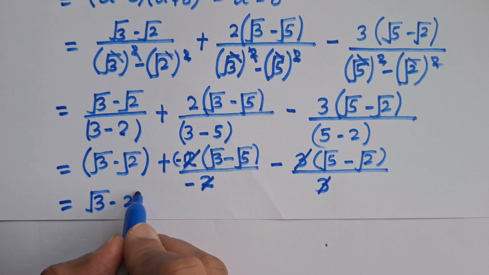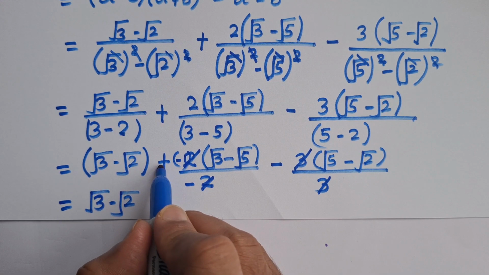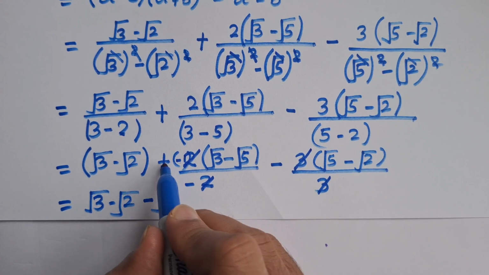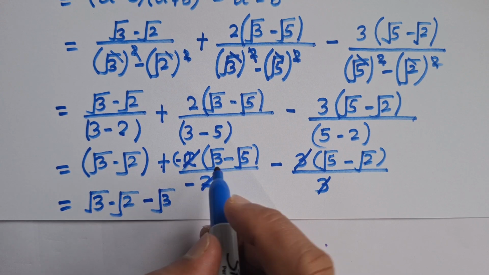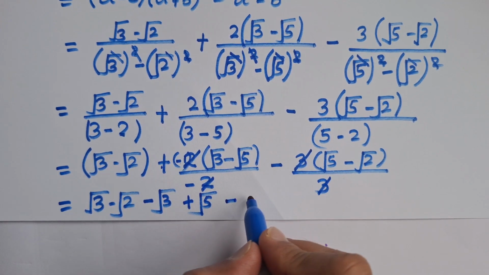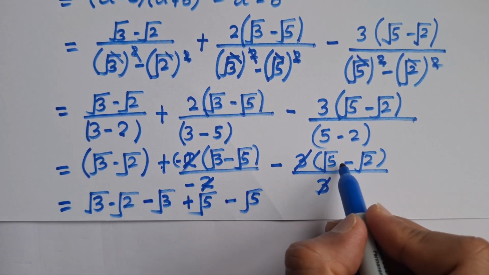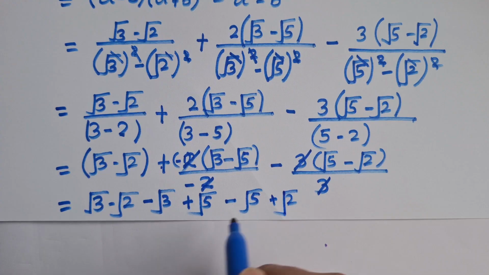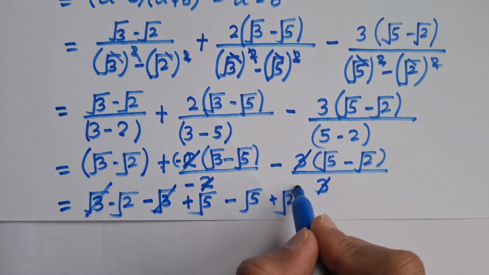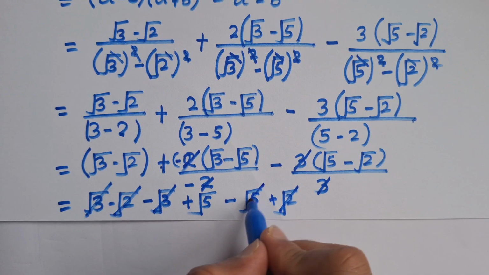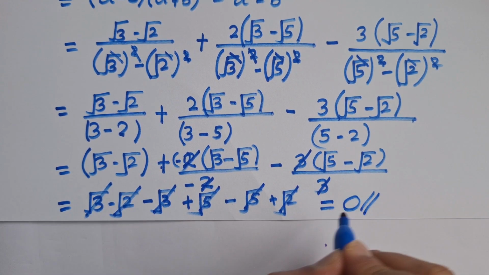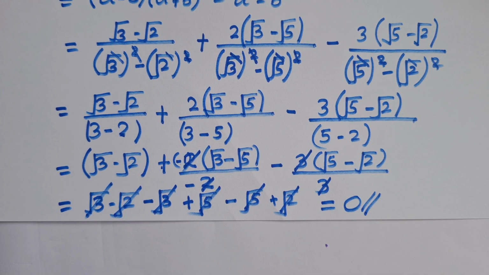Then we have square root of 3 minus square root of 2. Here plus and minus is minus, minus square root of 3. Here plus times minus is minus, and then minus becomes plus square root of 5. Minus square root of 5, minus times minus is plus square root of 2. Now square root of 3, plus and minus, are going to be cancelled. Square root of 2, plus and minus, are going to be cancelled. Square root of 5, plus and minus, are going to be cancelled. So our final answer is 0.